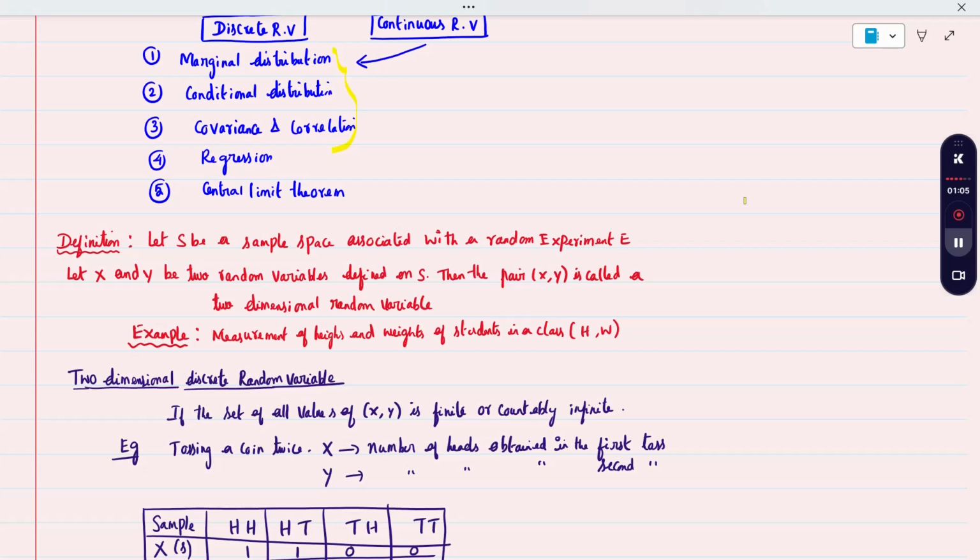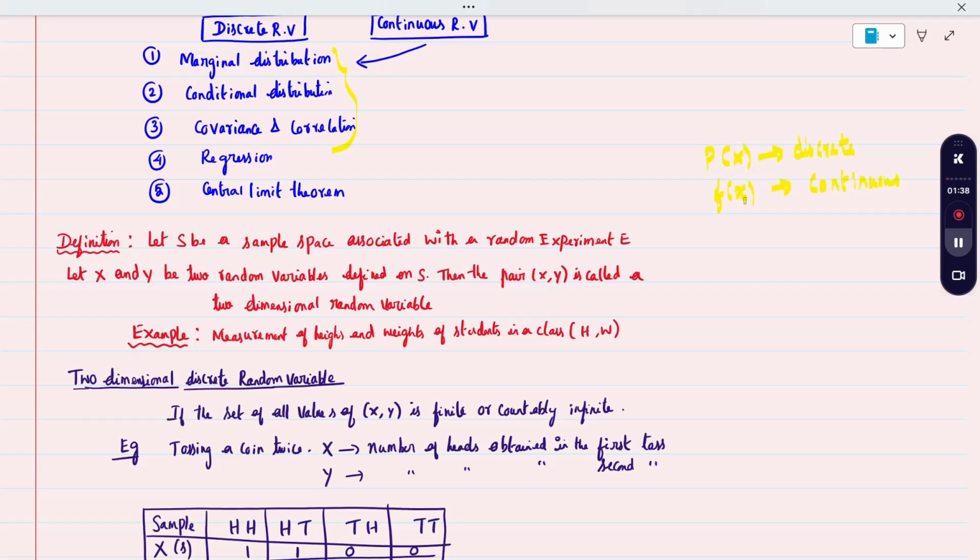How do we write it? Already we write P of X. So only one variable we are familiar with writing. It may be P of X or it may be f of X. This is for discrete and this is for continuous. Till now, in the first unit and second unit, we followed only these notations. Now in this unit we are going to write two variables: probability of X comma Y and f of X comma Y. That is called a two-dimensional random variable.